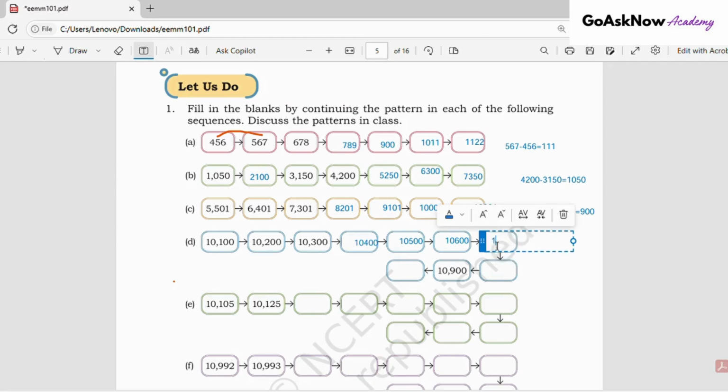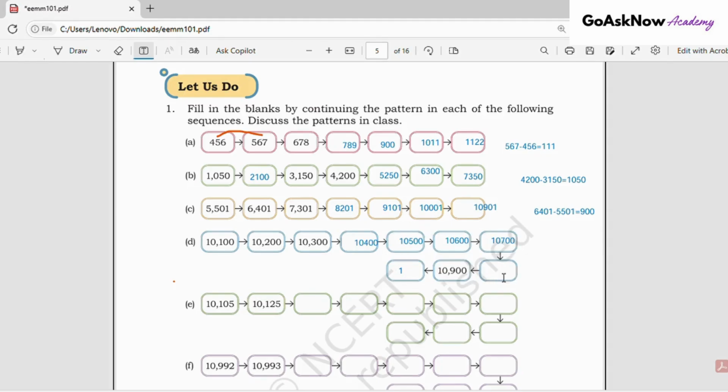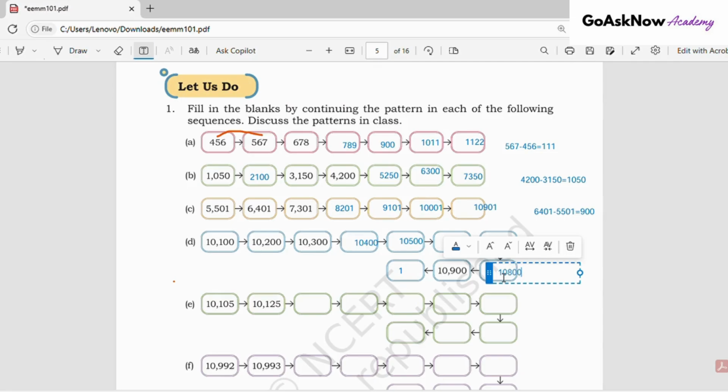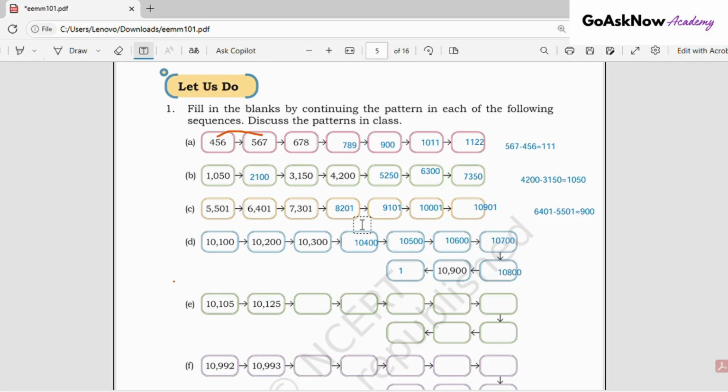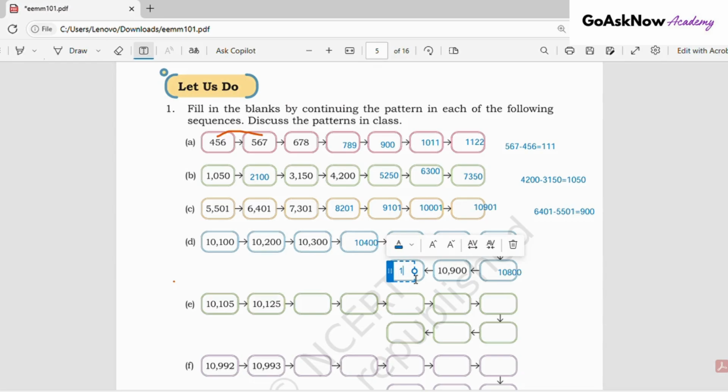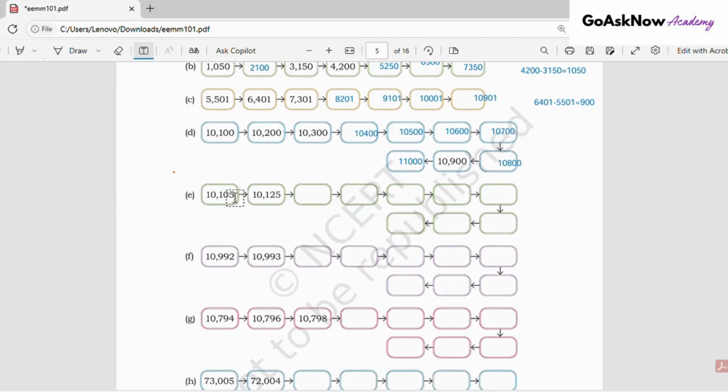10,600 plus 100 is equal to 10,700. 10,700 plus 100 is equal to 10,800. 10,800 plus 100 is 10,900. Here it is 11,000. Okay, this is the pattern for subpart D.